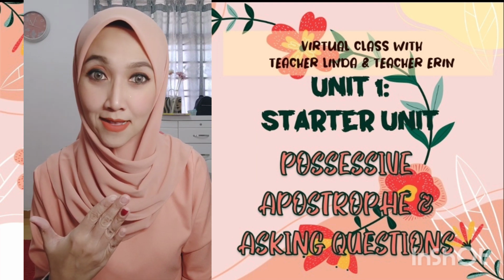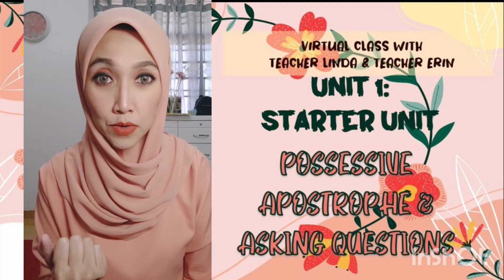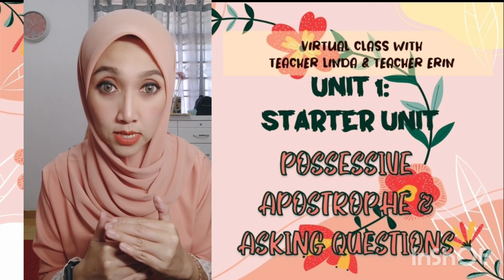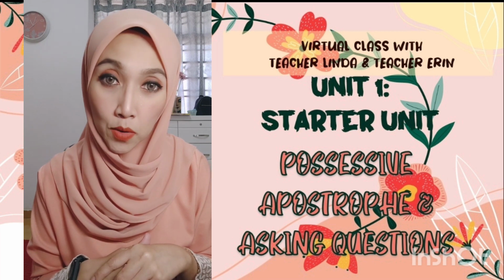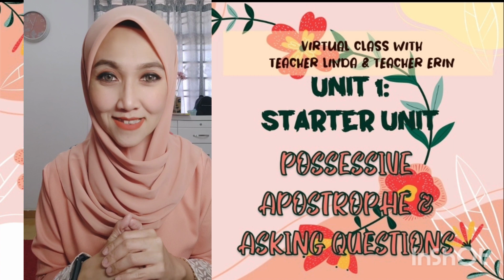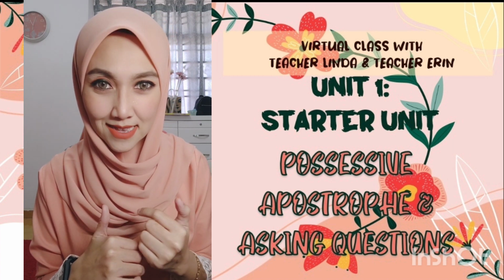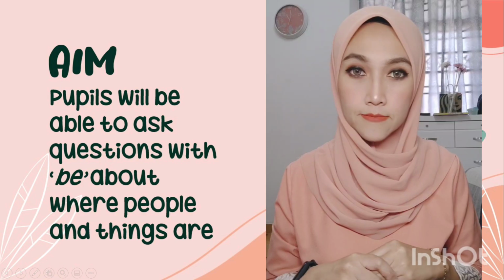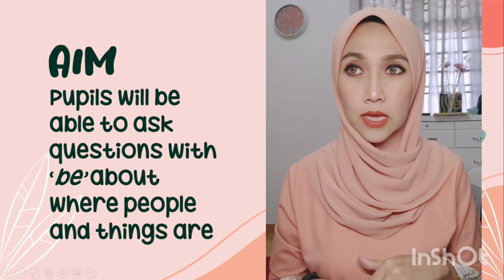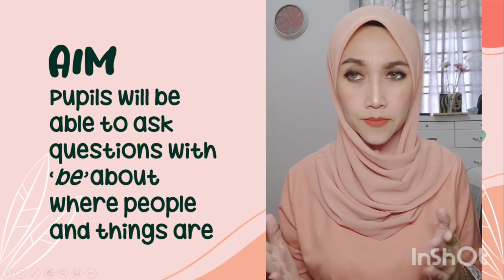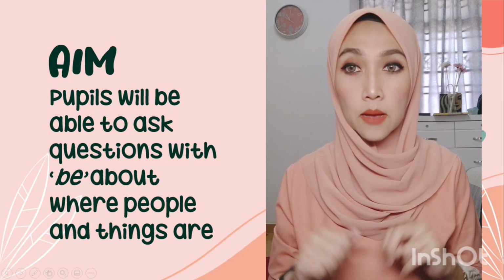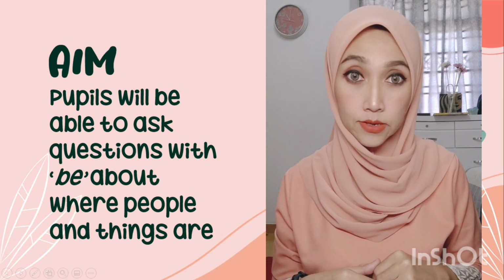Okay, from this slide, you'll know that we are still in our Unit 1 Starter Unit, your textbook. So just refer to your blue textbook. And today's topic will be possessive apostrophe and asking questions. Don't worry, just listen and let's learn together. Okay, my dearest, look at the slide. This is our aim today. By the end of the lesson, we will aim that pupils will be able to ask questions with B about where people and things are.